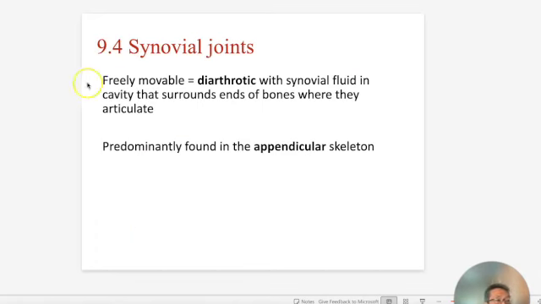Okay. Third type is the synovial joints. Okay, synovial joints are freely movable. Diarthrotic, remember, is freely movable with synovial fluid in the cavity between. Okay, usually you find them at the end of the bones where they articulate. Predominantly found in the appendicular skeleton, which is not the axial skeleton. Axial skeleton is in the middle. Appendicular skeleton is your arms and appendages and all that.